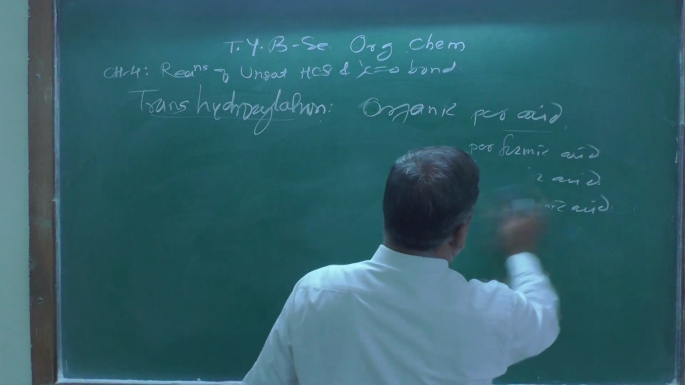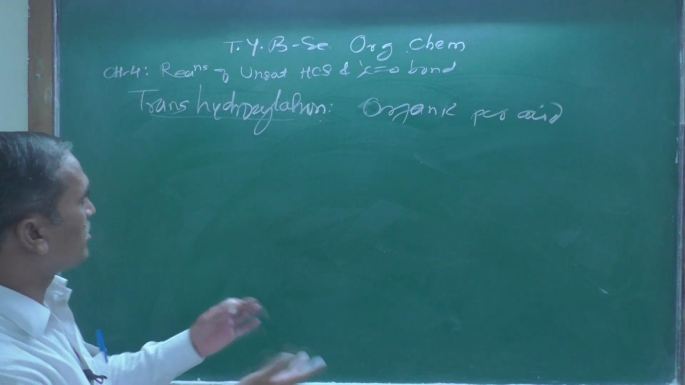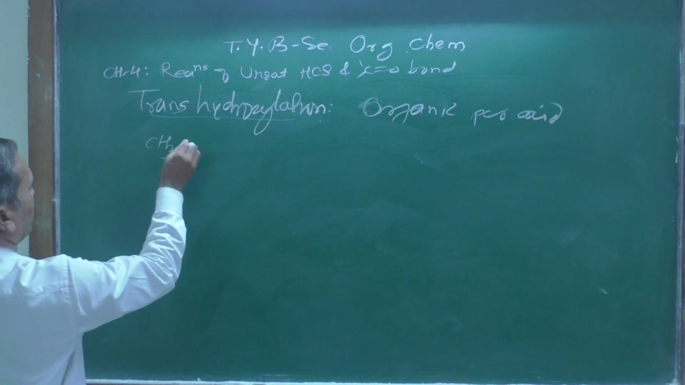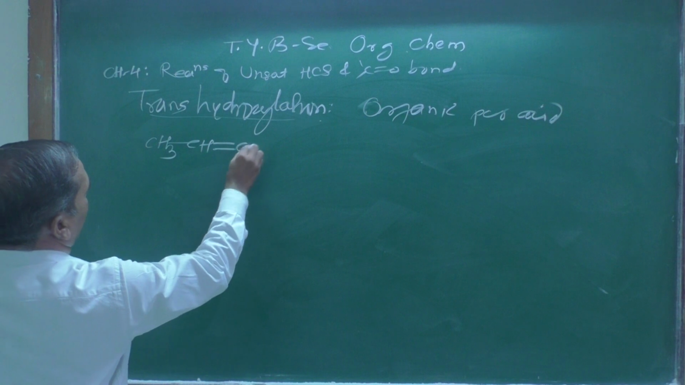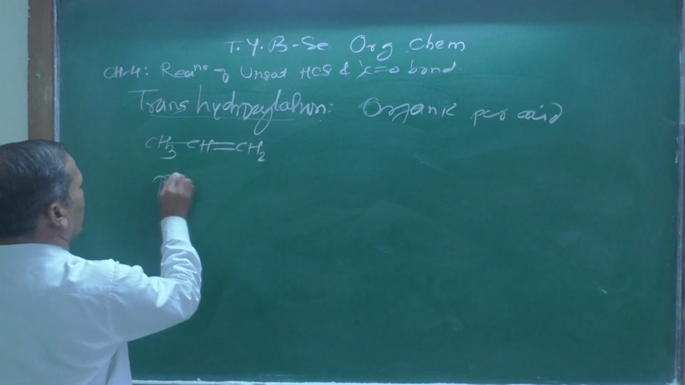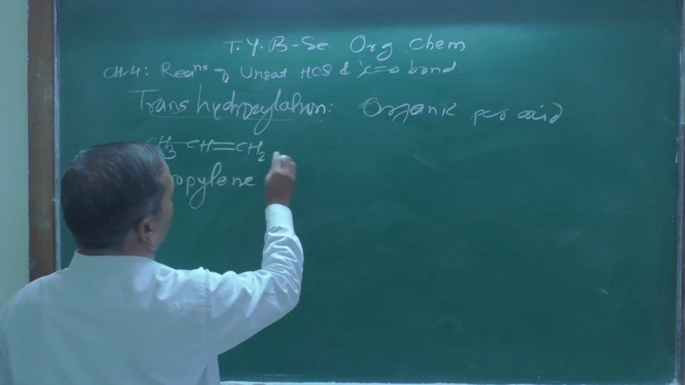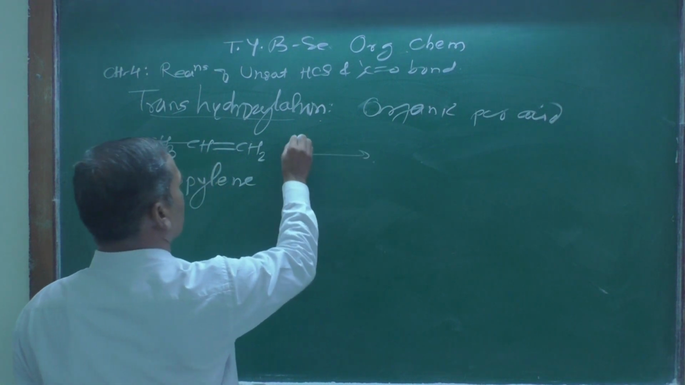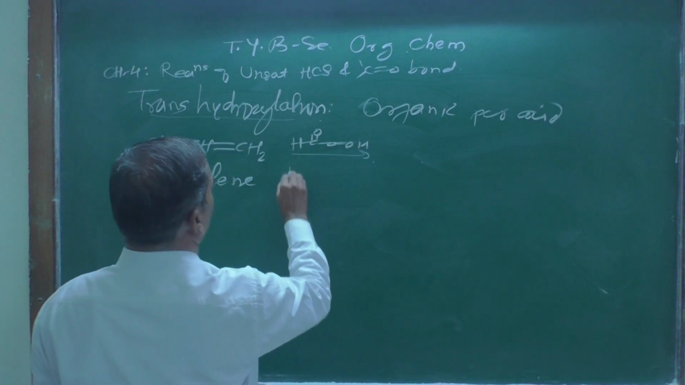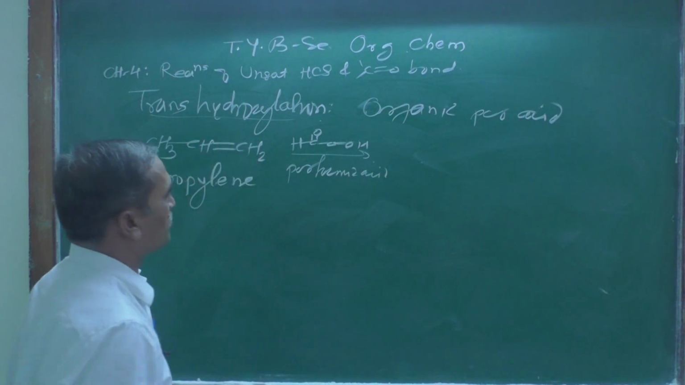Now let us see one suitable example of how the product is formed. Generally we take a starting compound or substrate, which, as you know, is propylene. Propylene will be treated with a per acid, let us see performic acid, HC double bond OOH. This is performic acid.